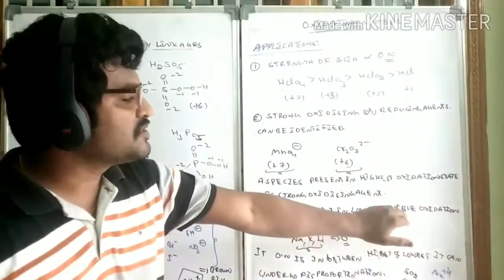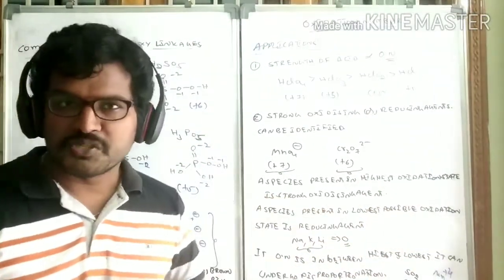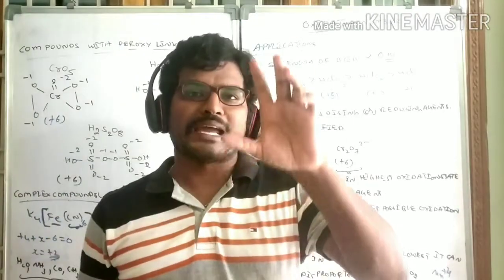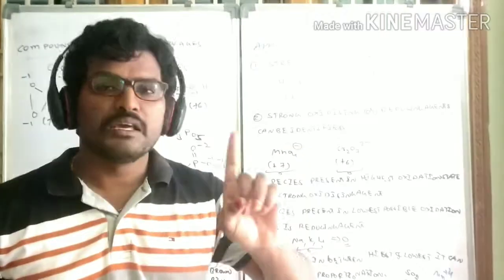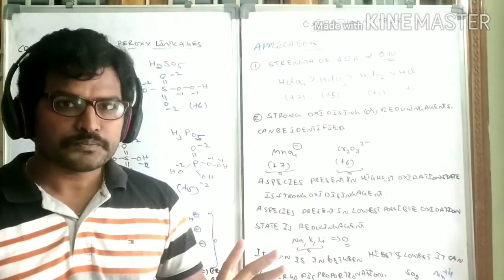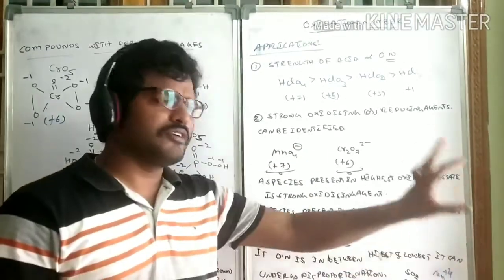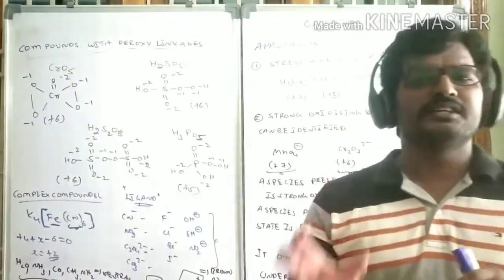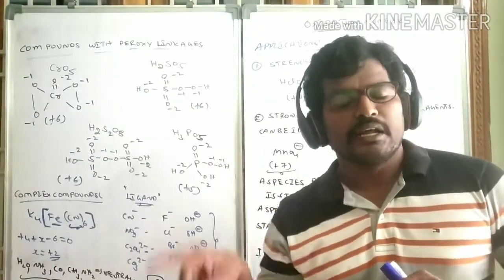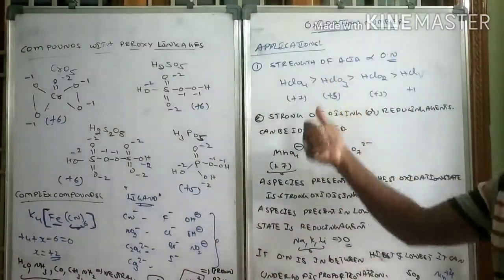If a species is present in the lowest possible oxidation state, it only acts as a reducing agent. You have to keep this in mind, it is a very important note. Based on this, they will ask you a number of reactions, and we can identify whether the reaction is oxidation or reduction also by using the oxidation number.